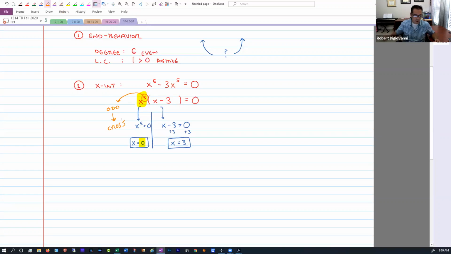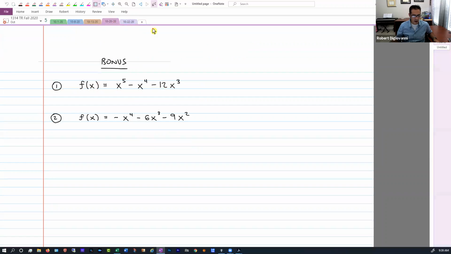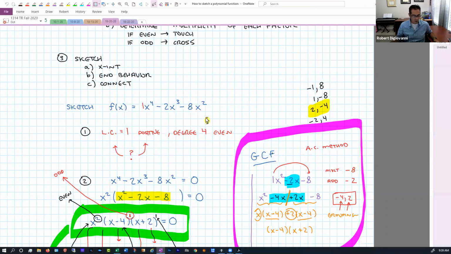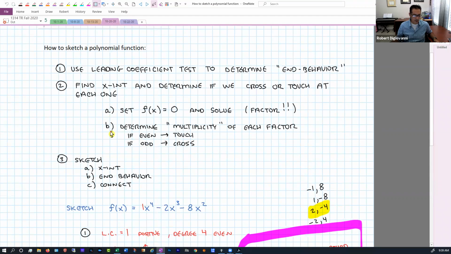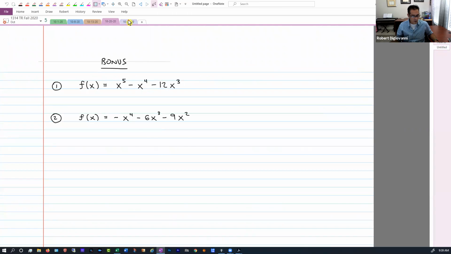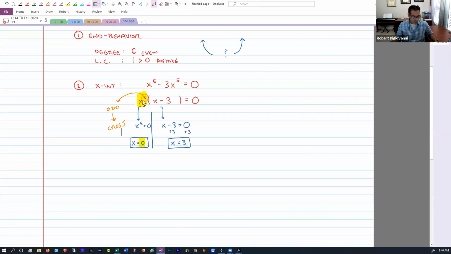Now, what we're doing here, if you go back to last class in our notes, we're doing part B of step 2. We're determining the multiplicity of each factor. The important word there is of each factor. We're not looking at the x-intercept, the number itself. We're looking back up at the factor itself. So we look at this factored, we look at the 5, it's odd, we cross.